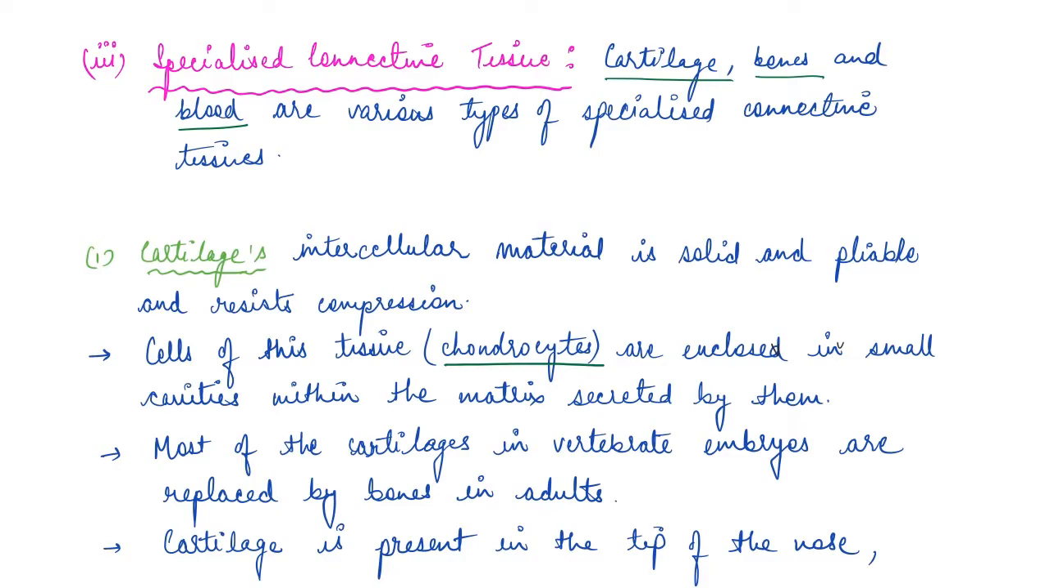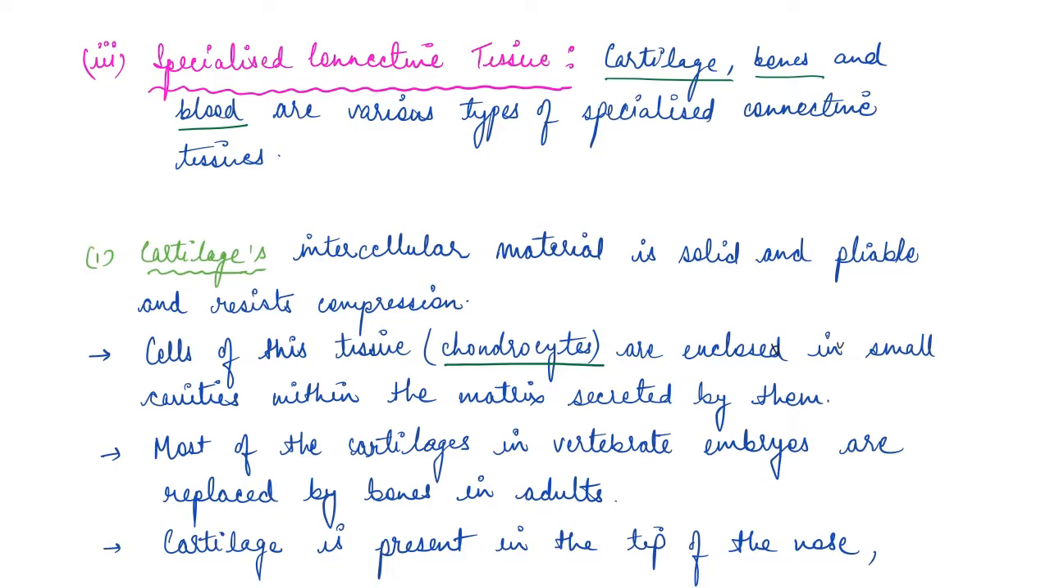Now, the cells of this tissue, the cartilage cells, are known as chondrocytes. These chondrocytes are enclosed in small cavities within a matrix. This matrix is secreted by the cells themselves, right? So these chondrocytes secrete a matrix, and then they have small cavities inside that matrix, and the cells are enclosed by those cavities, right?